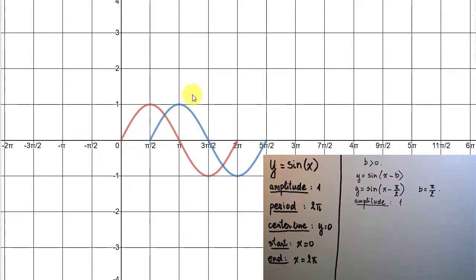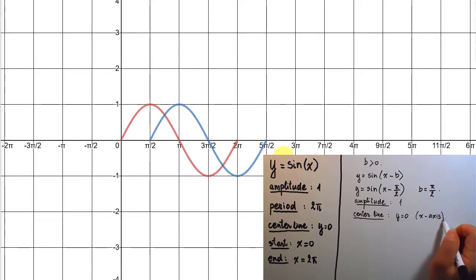This graph in blue right here as well still has the same center line as the graph of sine of x in red here. They both have the same center line. And that center line is the line y equals 0. So let's go ahead and list it down. The center line, or like I remind again, some textbooks call that the midline. Here it's the line y equals 0, namely the x-axis.